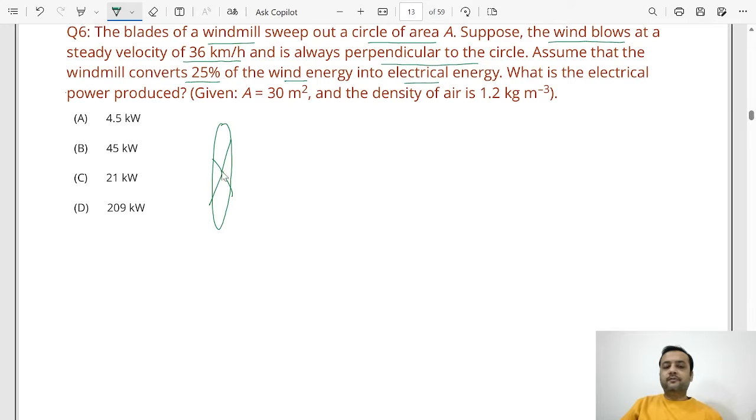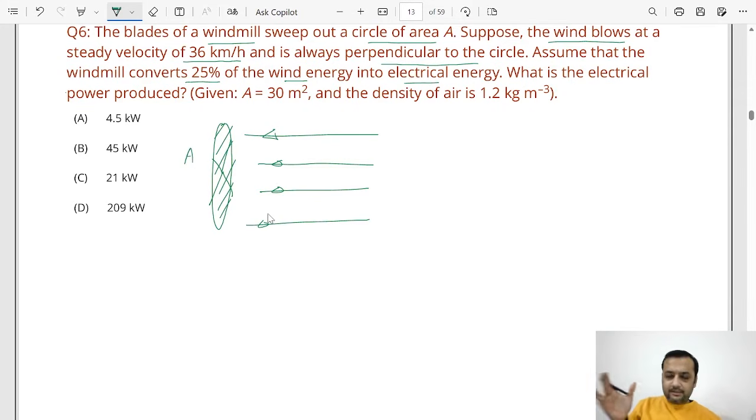All right. So the windmill must be rotating, the fan must be rotating, and let us say the wind is blowing like this, perpendicular to the blades. Now this area is given to you, which is A. Now look, what is happening is that the wind is blowing through the blades, and the kinetic energy of the wind is getting converted to electrical energy, but it is also given that only 25% of the kinetic energy gets converted to electrical energy.